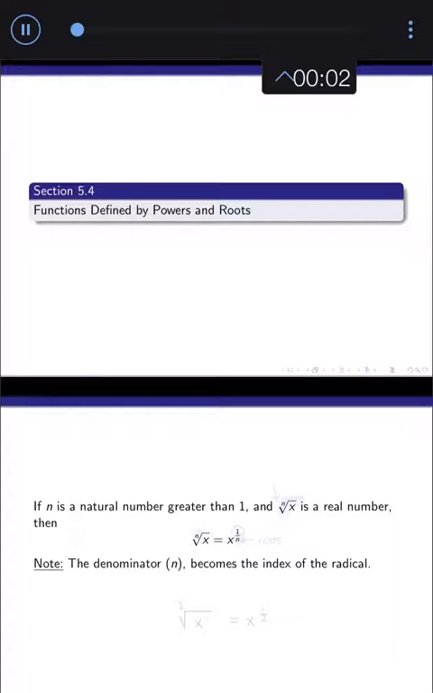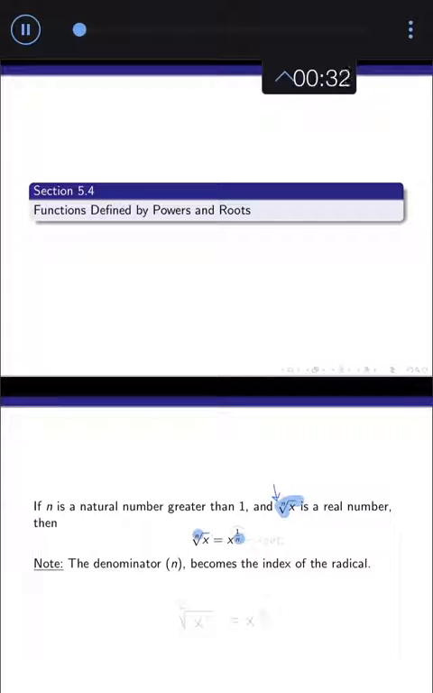Let's look at section 5.4, functions defined by powers and roots. Whenever we're talking about roots, we see a radical symbol. In this case, we're just using a general root, n. Remember, the root n can be rewritten as a fractional exponent where the root n goes on the denominator.